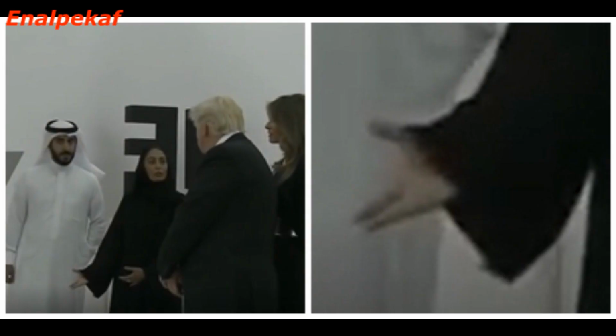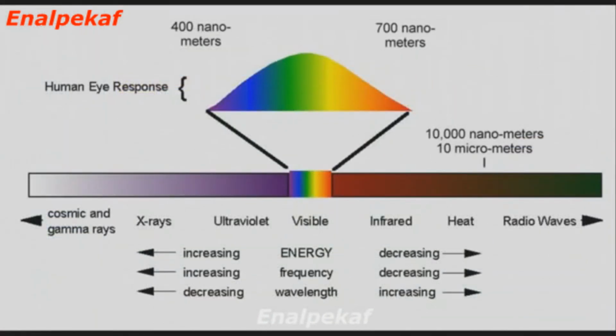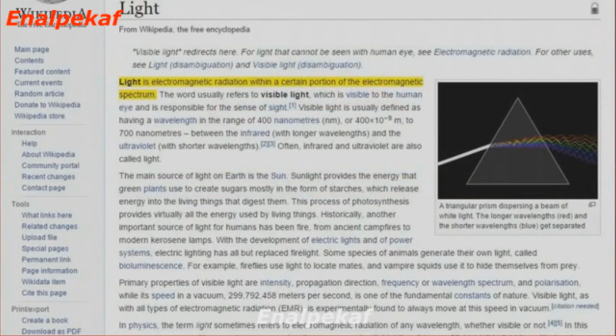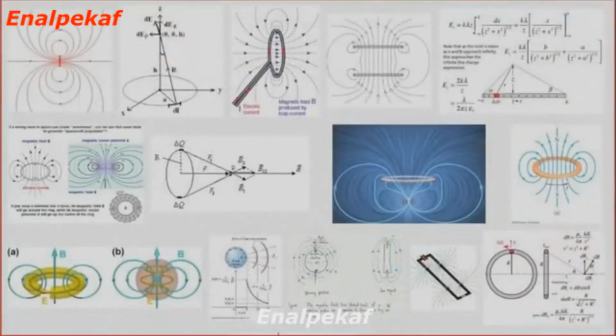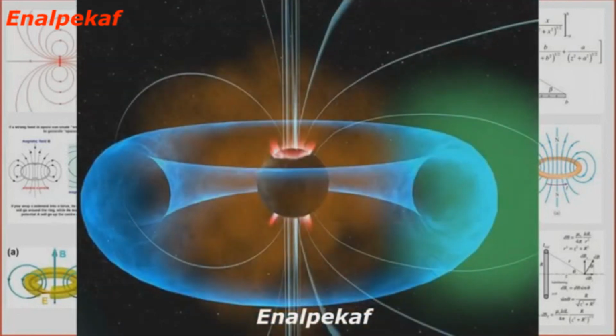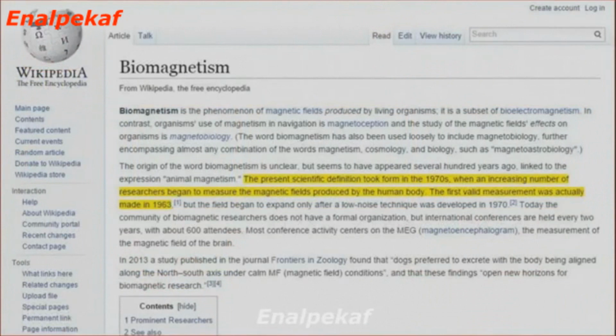So we know the texts tell us the image technology is made of light, and light is electromagnetic radiation within a certain portion of the electromagnetic spectrum. Specifically, visible light is the portion of the electromagnetic spectrum that human eyes detect. So the Bible tells us the cloak is made of light. Light is electromagnetic radiation, and an electromagnetic field looks similar to a ring. Even the magnetic field around the earth is shaped like a ring. So the appearance ring in Isaiah 3 may refer to an electromagnetic field. The human body also produces magnetic fields. The first valid measurement of a magnetic field produced by a human body was done in 1963.